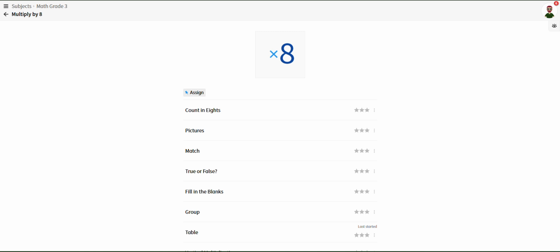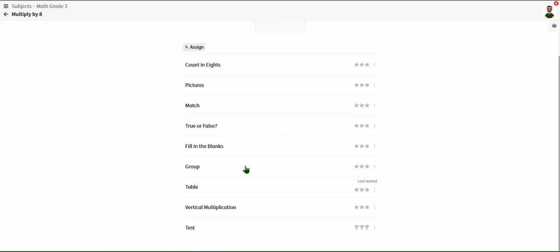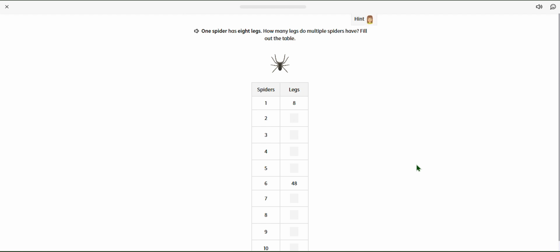We are going to be working on multiplication practice today with our 8s. With this one, we are going to first start with a table, and we are going to do what's called a multiples tower utilizing a table. One spider has 8 legs. How many legs do multiple spiders have?